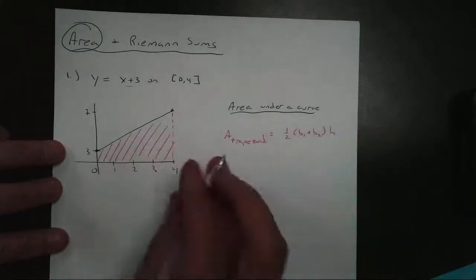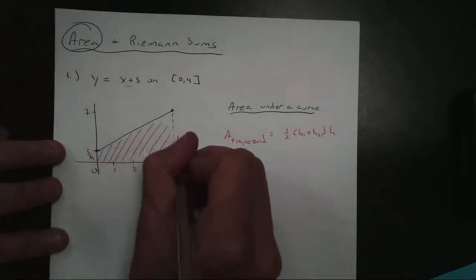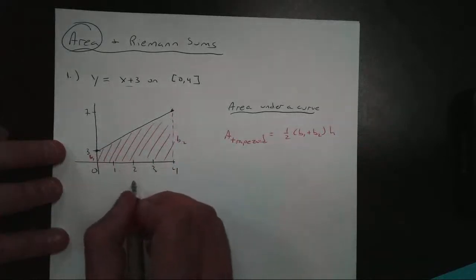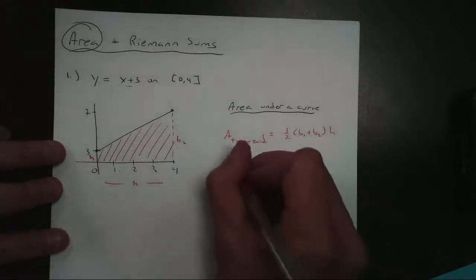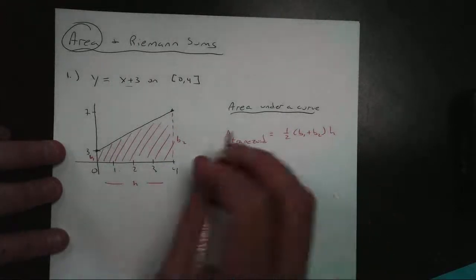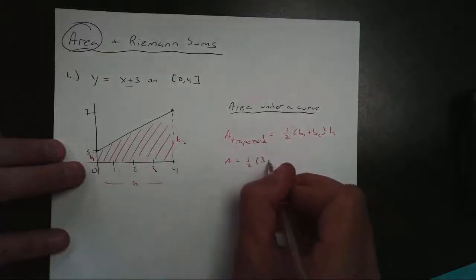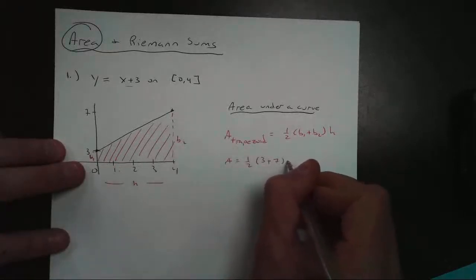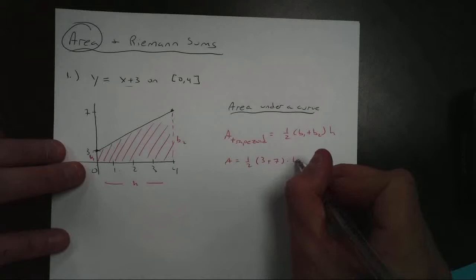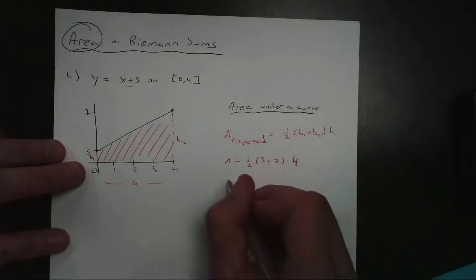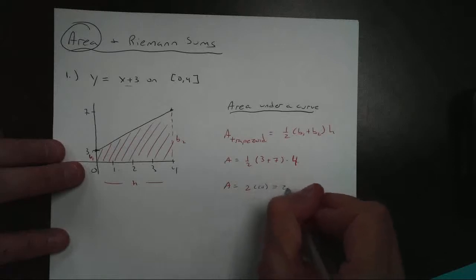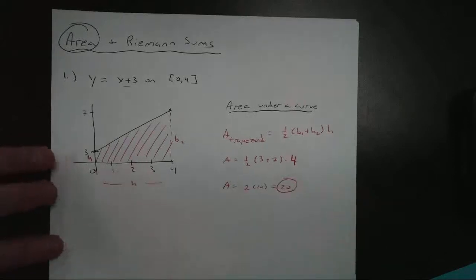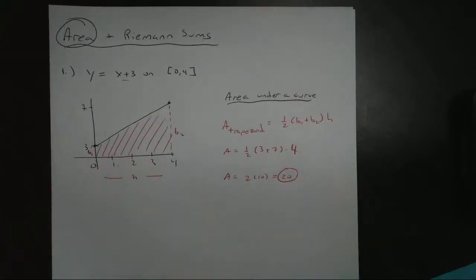It's 1/2 the sum of your bases times the height. Now remember from geometry, the bases are the parts that are parallel to each other, which means this distance down here is our height. So if I plug in all of those numbers, 1/2, base 1 is 3, base 2 is 7, and our height is 4. When I calculate this, we get 2 times 10, or 20. So the area underneath here is 20.